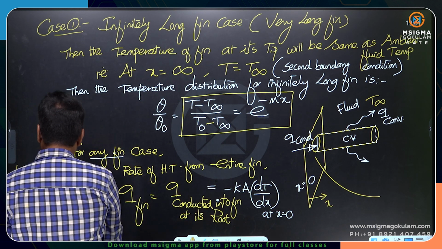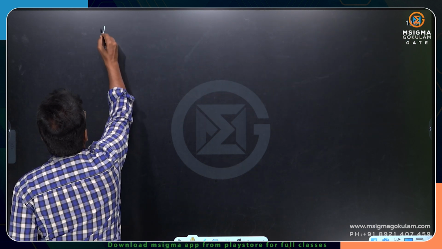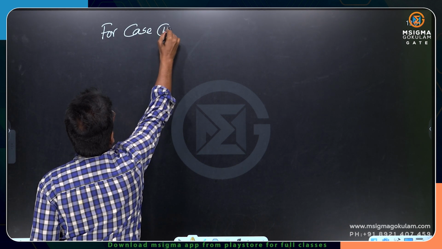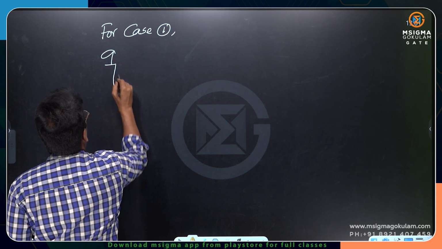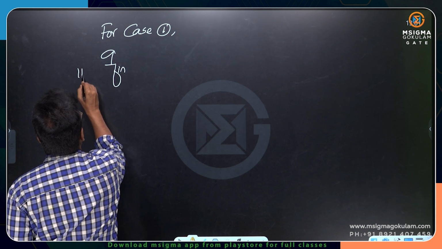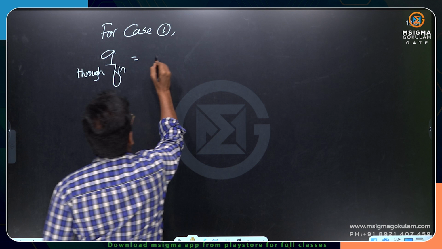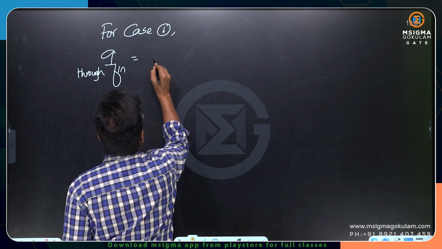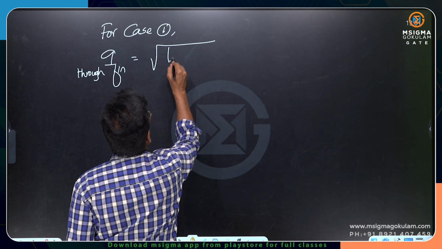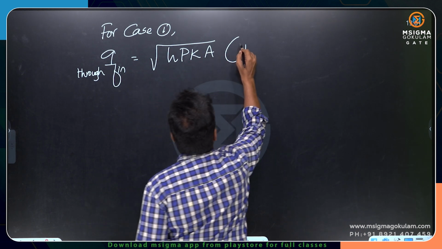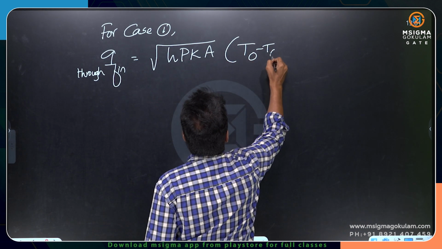Now we got, therefore, for case 1, the heat transfer rate through the entire fin will be given as the square root of hPkA into (T naught minus T infinity). Please remember this formula.